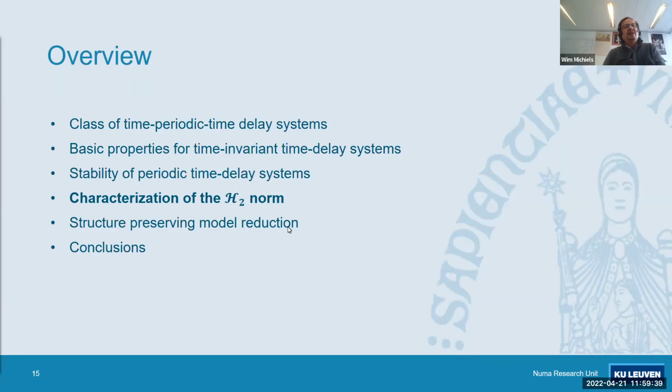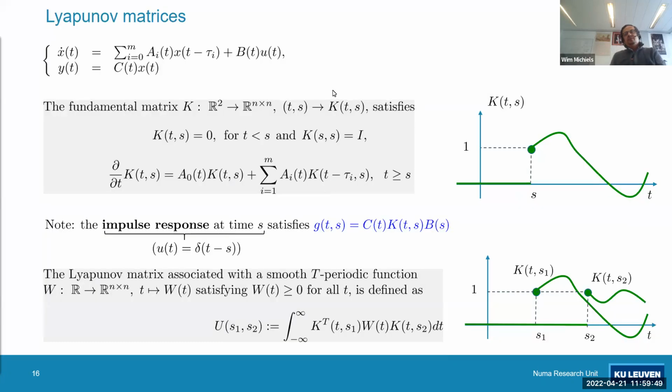Now I will talk a bit about the H2 norm. And I don't know to what extent you're familiar with that, so I will also try to keep things a bit simple. But first I need the following, the concept of a Lyapunov matrix. And what is it?